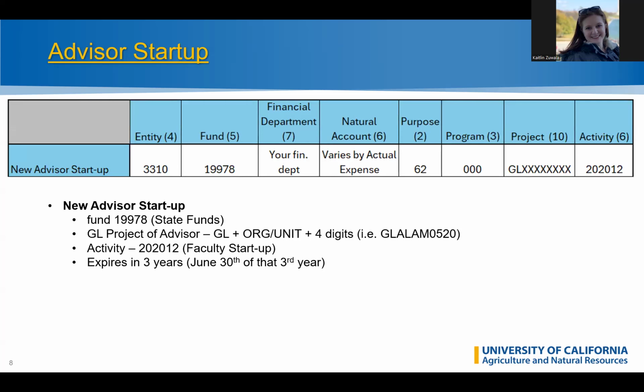For advisor startup funds, you'll of course have your 3310 entity, your 19978 state funds, your financial department, and then the natural account will vary. 62 for the purpose. Program is the default zeros, your GL project number, and then the activity is 202012. That is the activity for the faculty startup, and these expire in 3 years. So June 30th of that third fiscal year is when those expire.